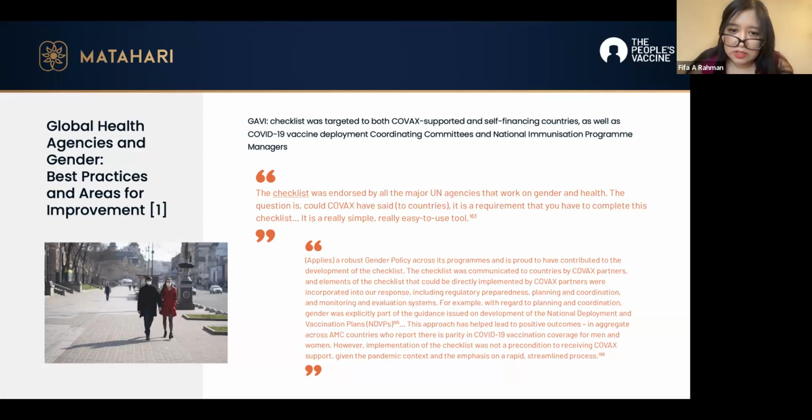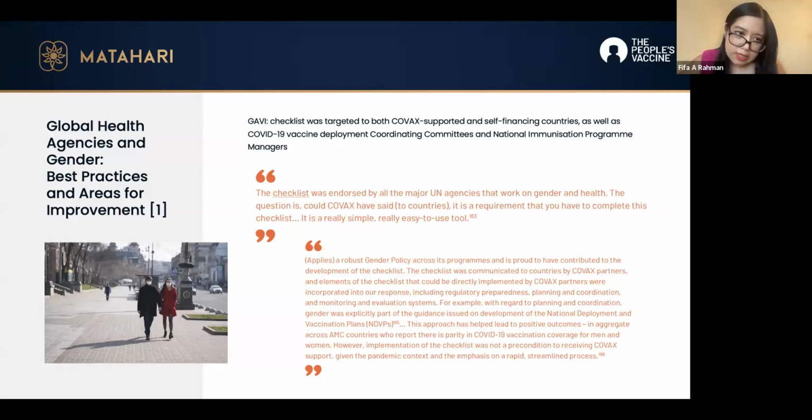However, there was some dissatisfaction that that was the only action that this checklist was sent through, but there was no follow-up, or there was no requirement that they need to fill it up and complete it before they deployed the vaccines. And we have one stakeholder who we interviewed in the report who said COVAX could have made a requirement for countries to fill it up before they got their vaccines. What we did was we asked Gavi to respond to this concern, and that quote is also in the report. And Gavi said they apply a robust gender policy across all its programs, and said that requiring countries to fill in the checklist before they got their vaccines was not a precondition because of their emphasis on a rapid, streamlined process.